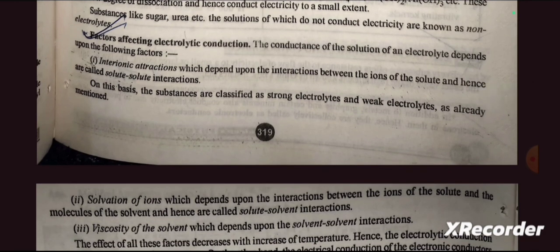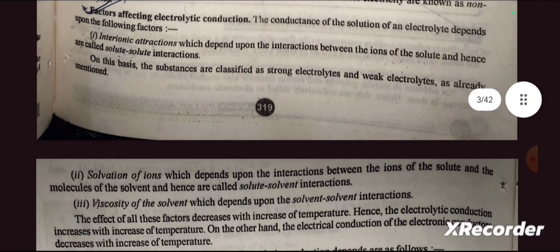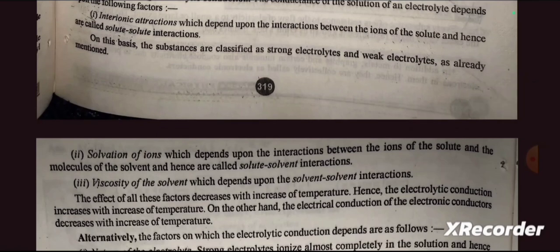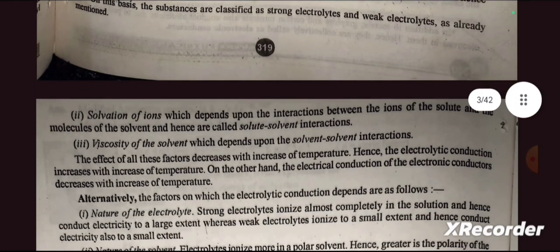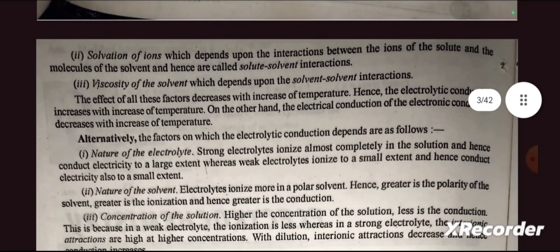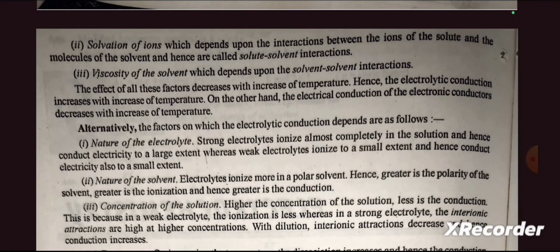Factors affecting electrolytic conduction. The conductance of the solution of an electrolyte depends upon the following factors. First, interionic attractions, which depend upon the interactions between the ions of the solute and hence are called solute-solute interaction. On this basis, the substances are classified as strong electrolytes and weak electrolytes as already mentioned. Second, solvation of ions, which depends upon the interaction between the ions of the solute and the molecules of the solvent and hence are called solute-solvent interaction.